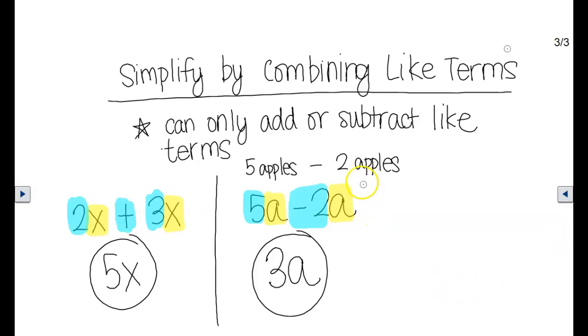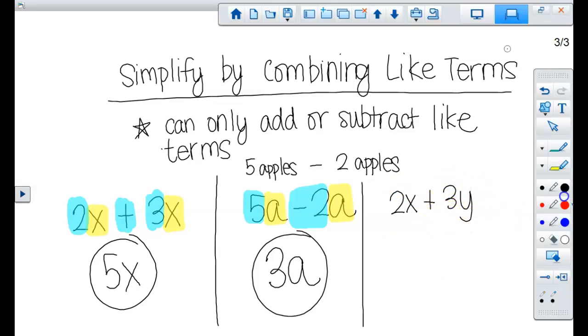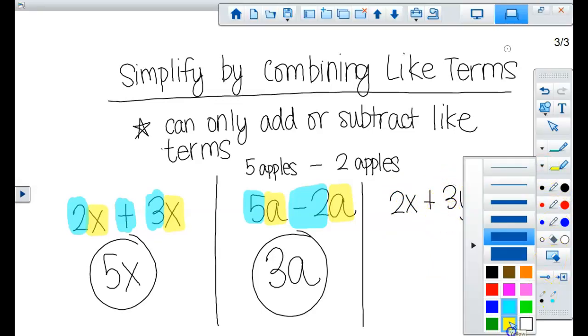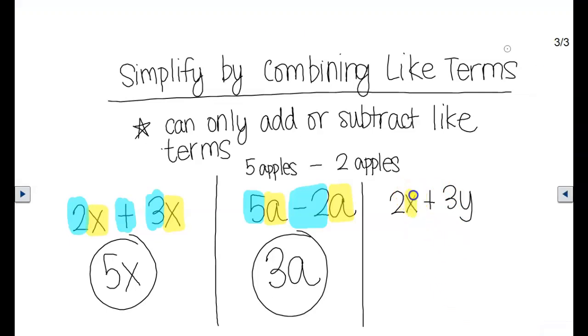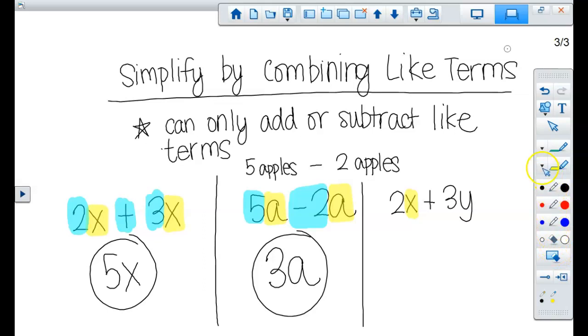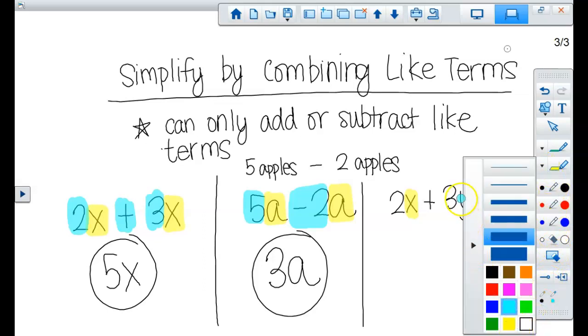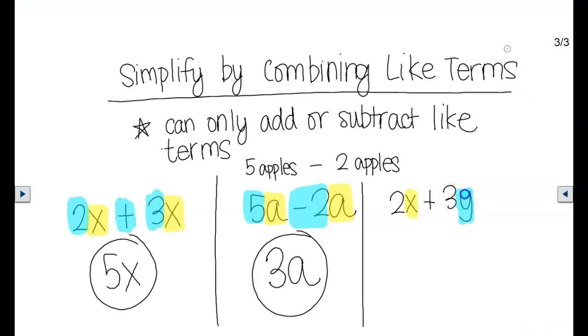Let's put one last problem up here with these. Let's say I wanted you to do 2x plus 3y. So this problem is saying take the term 2x and add to that the term 3y. Let's look at last names. The last name for the term 2x is x. The last name for this term is y.